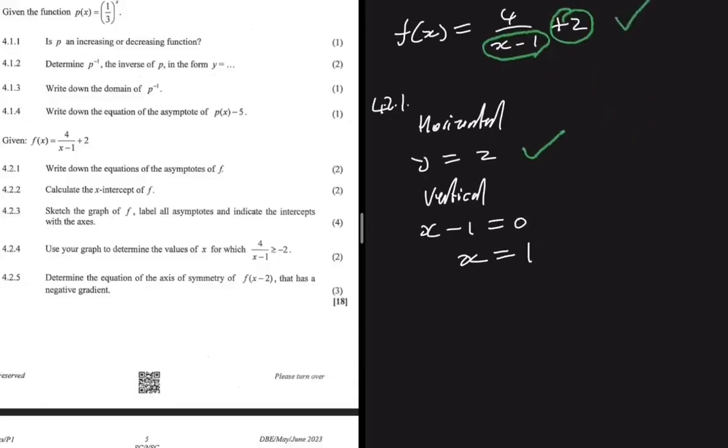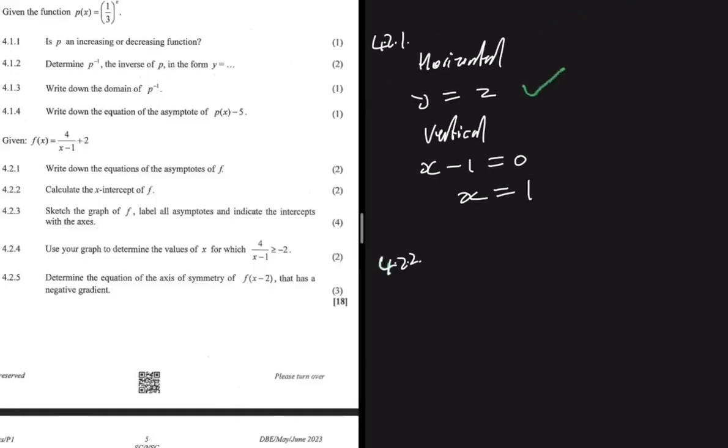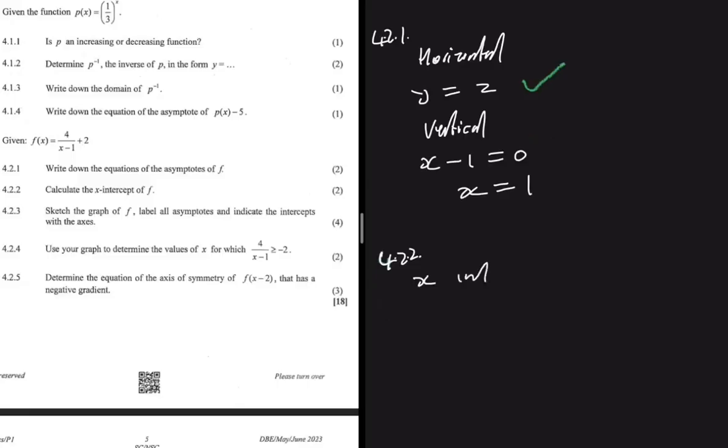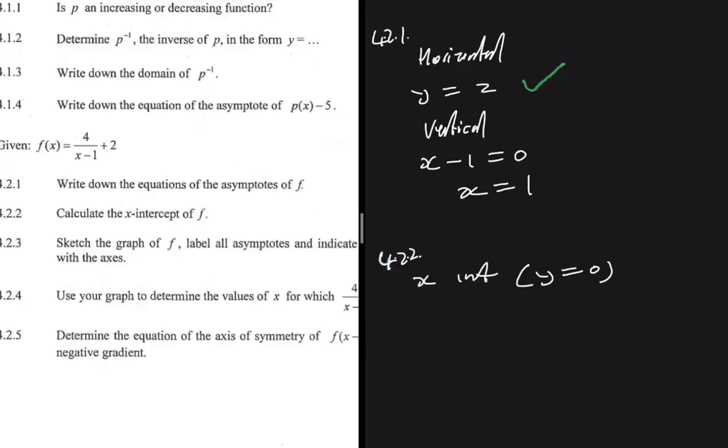And then now moving to 4.2.2, the question is saying let's calculate the x-intercept of f. We're looking for the x-intercept of f. As soon as I hear x-intercept, I'm thinking y is equal to 0, right? So if we let y be equal to 0 in our function, we're going to have 0 equals 4 divided by x minus 1 plus 2.